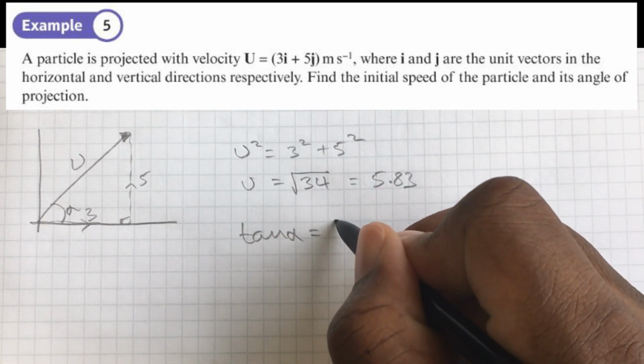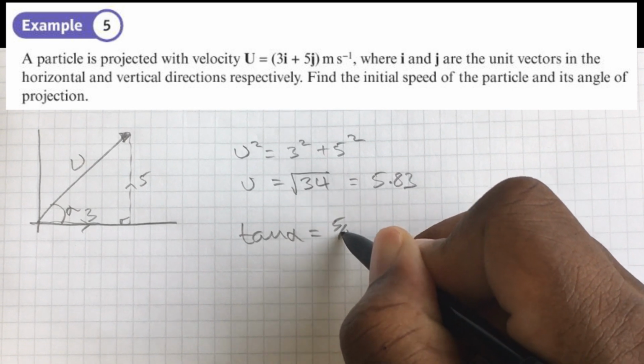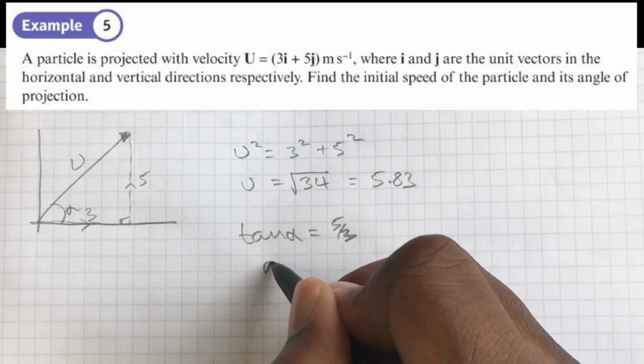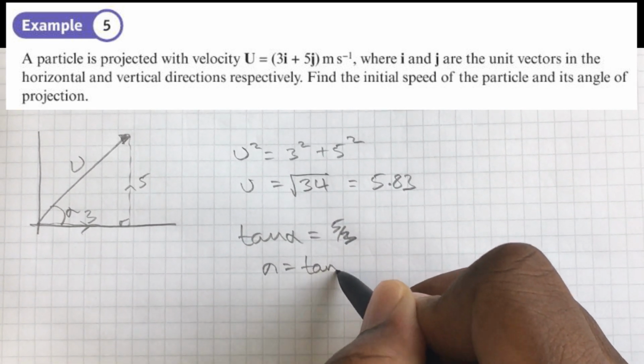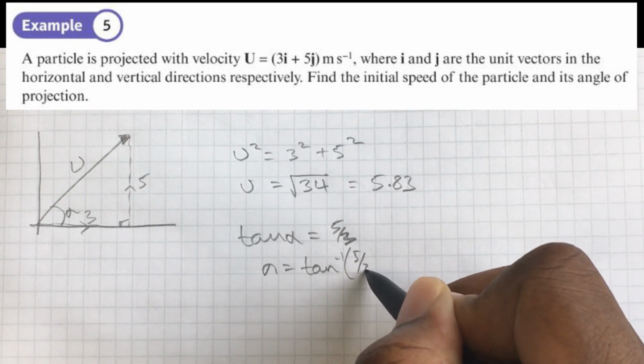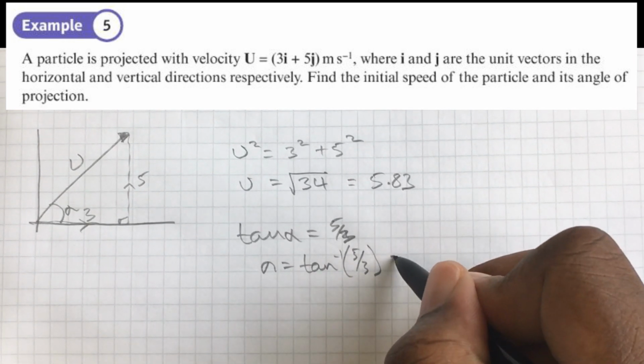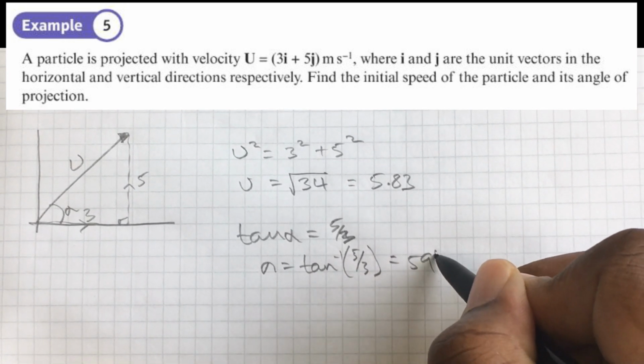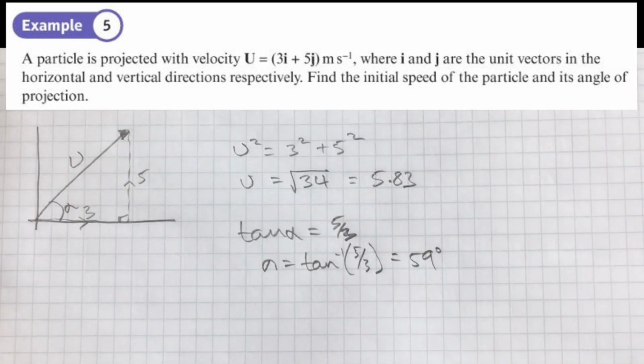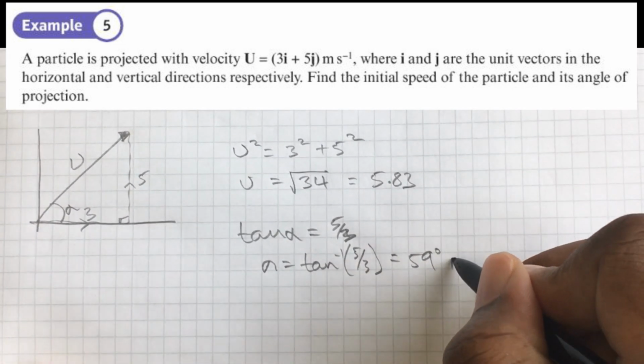So once again, we're going to make use of some trigonometry here. So some right angle trigonometry. Tan theta is the opposite over the adjacent, and the inverse tan should give me an angle of 59 degrees to the nearest whole number.